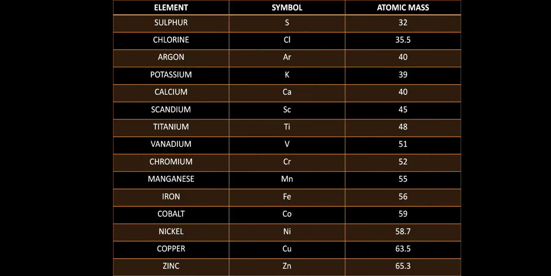sulfur will be 32, chlorine is 35.5, argon 40, potassium 39, calcium 40, scandium 45, titanium 48, vanadium 51, chromium 52, manganese 55, iron 56, cobalt 59, nickel 58.7, copper 63.5 and zinc 65.3.